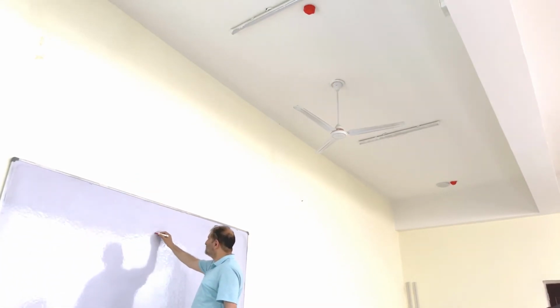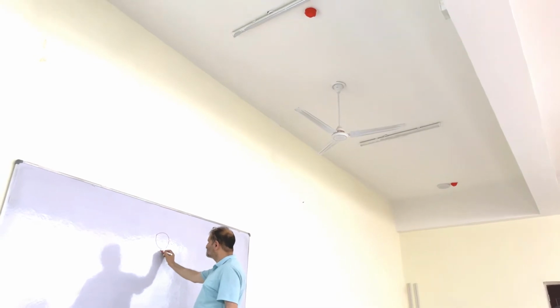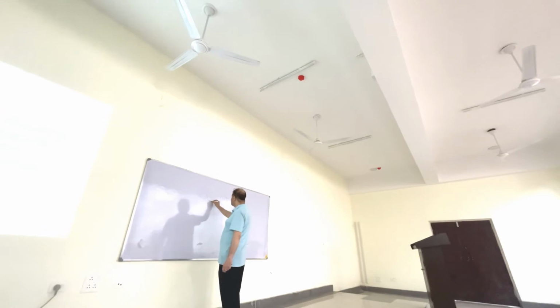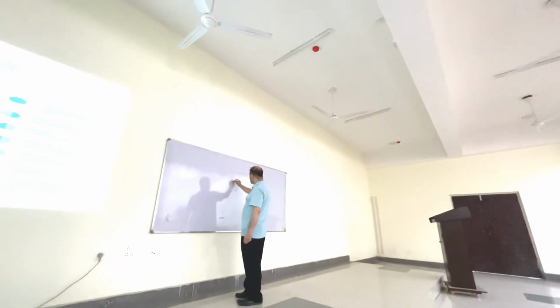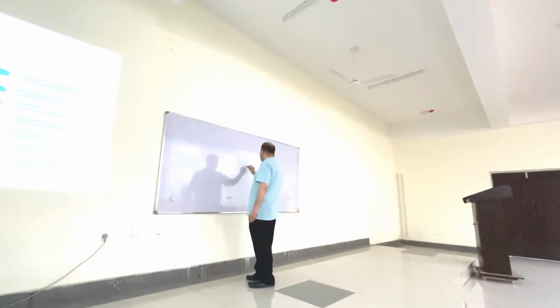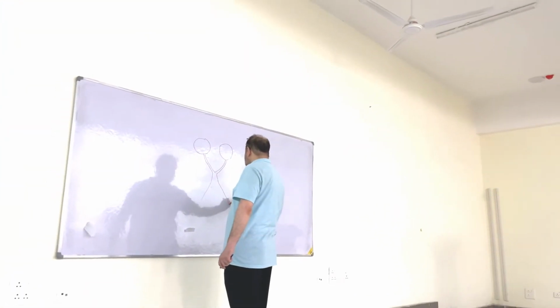So if this is the eye and this is the optic nerve, one eye and the other eye, and this is the optic nerve. This goes like this, then it forms the optic chiasm like this.